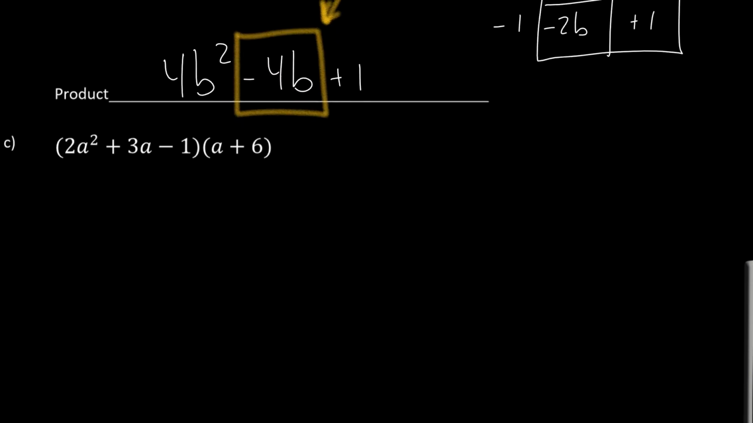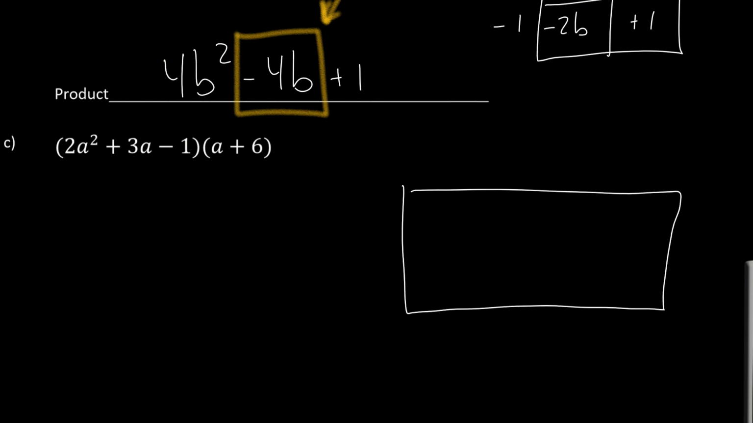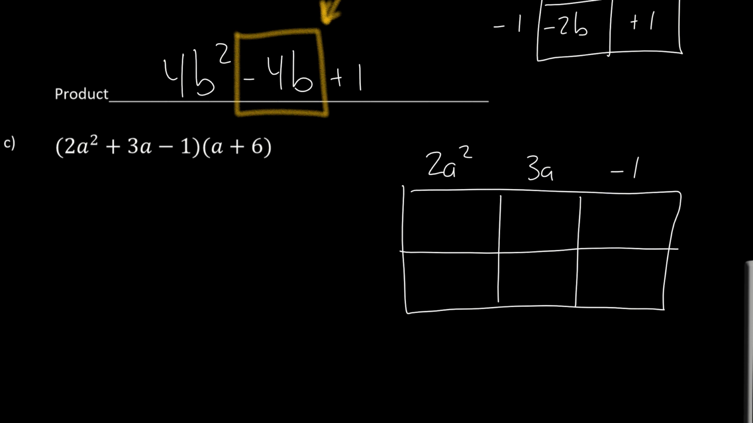And then the last problem, I have a little trinomial here times the binomial, so I will definitely probably always use an area model in this case. So across the top, I've got a part that's 2a squared long, followed by a 3a, followed by a negative 1, and then down on this side there's an a and a 6. So there's 6 things that are going to go into this product, and many of them will be like terms, I suspect, and we can combine those.